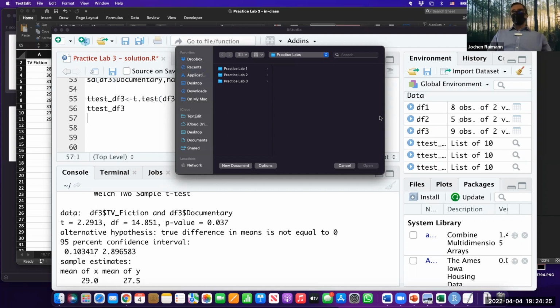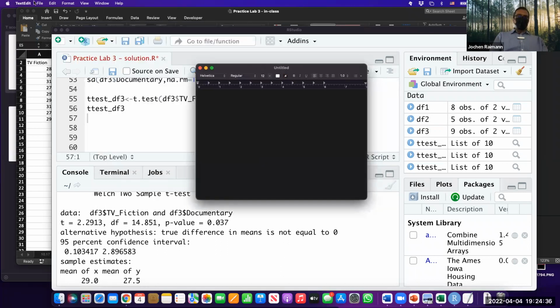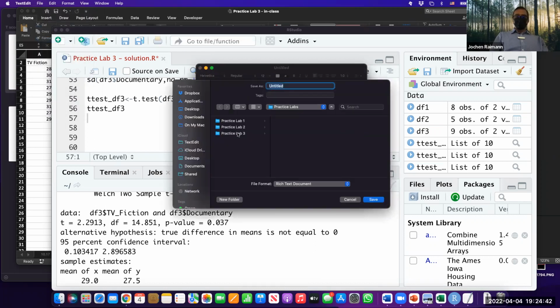I don't see it in TextEdit. If you do TextEdit, you have new document. Oh, okay. You open a new document, you get this. And now you can save it. You go in the folder where you want to save it, which would be Practice Lab 3. And then you label it with your name. Let's submit each separately: Practice Lab 3, your name, and the course number, STAT1021 G.